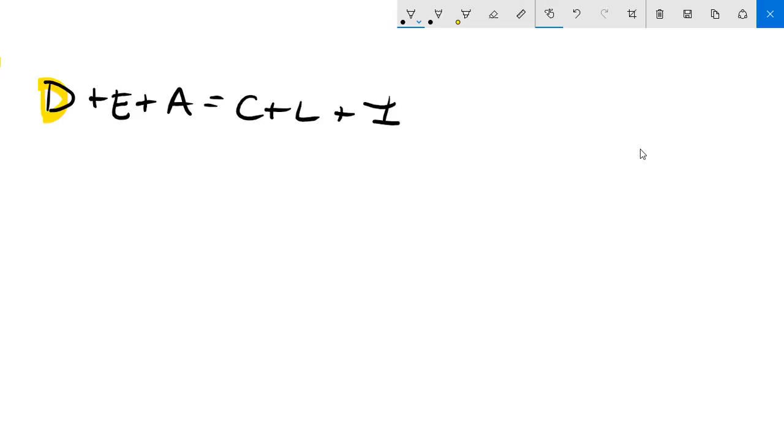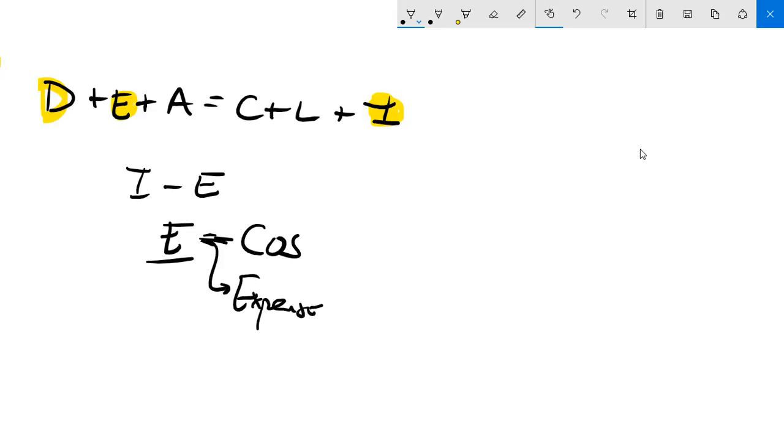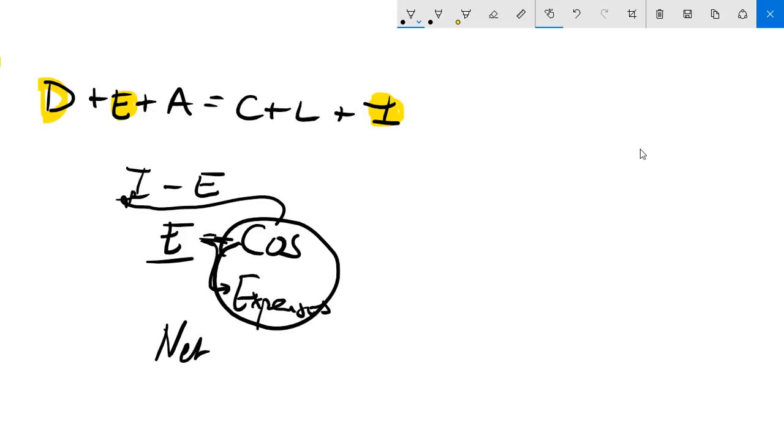What are we saying? We are saying that we have this accounting equation, D plus E plus A is equal to C plus L plus I. We've been playing around with the I and the E to arrive at profit. We've prepared the income statement, which is I minus E. We broke E down into cost of sales and normal expenses. So we had two different types of expenses that we subtract from I to arrive at our net profit.